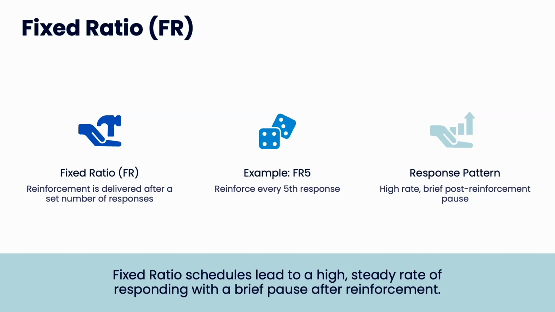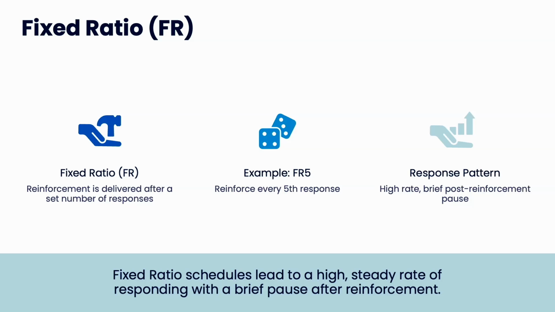The fixed means it's a fixed amount of responses. Ratio means response. For a certain amount of responses, and this never changes, they get a reinforcement after a certain number of responses. So reinforcement is delivered after the set number of responses. So if FR1 is that continuous, but FR5, you would reinforce every 5th response. So they engage in the behavior 5 times and they get reinforcement after the 5th time.